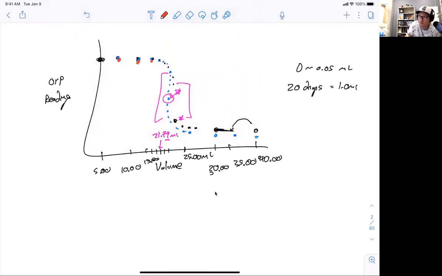Don't go dropwise at the very beginning, especially on your second or third trial. You know the equivalence point is around 21.79 milliliters. There is no point to go dropwise in the first 15 milliliters. That would kind of be a waste of time.